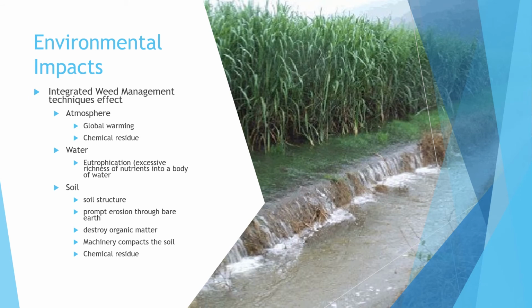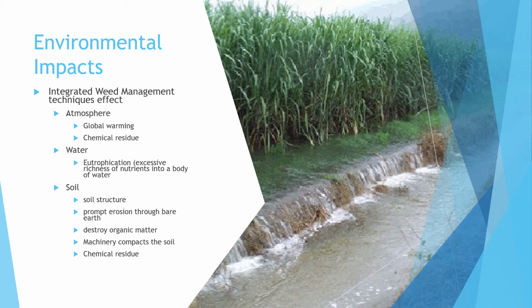In the use of weed management techniques, each holds the potential to harm the environment, and the key is determining which of these is more environmentally sustainable for rural producers. Environmental impacts for many rural productions can be divided into three areas: the atmosphere, water, and soil. Shown on the slide are the identified possible effects that weed management alone contributes towards. For the atmosphere, we have global warming and chemical residue.